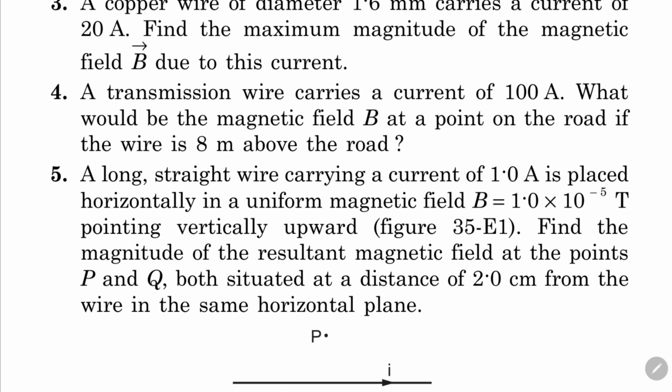In the fourth question, a transmission wire carries a current of 100 ampere. What would be the magnetic field at a point on the road if the wire is 8 meter above the road? So this is the fourth one. So current is 100 ampere, distance is 8 meters.